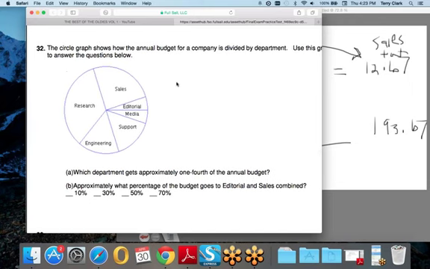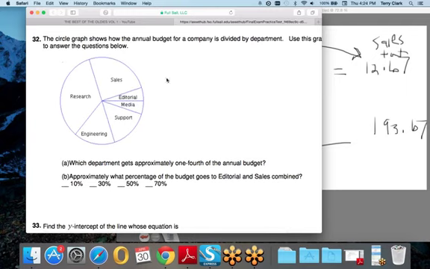Okay, 32. The circle graph shows the annual budget for a company divided by departments. Use the graph to answer the question below. Which percent gets approximately 1/4 of the annual budget? So when you look at the annual budget, you can see that it's split right along the lines of sales and support on one side, and then research and engineering on the other side. You can see it's literally half there. So sales is going to be 25%.